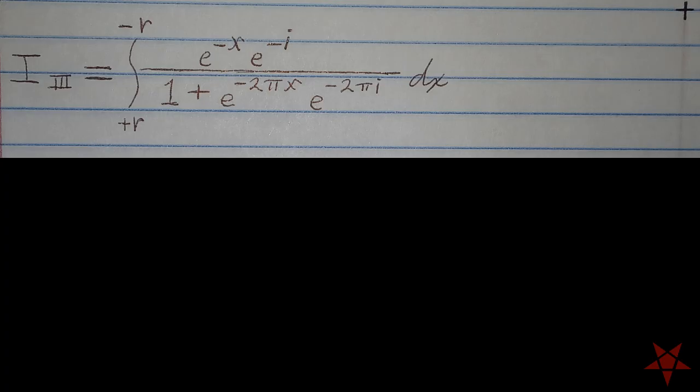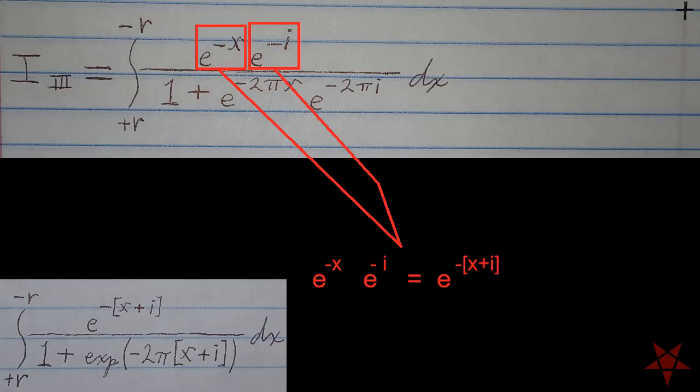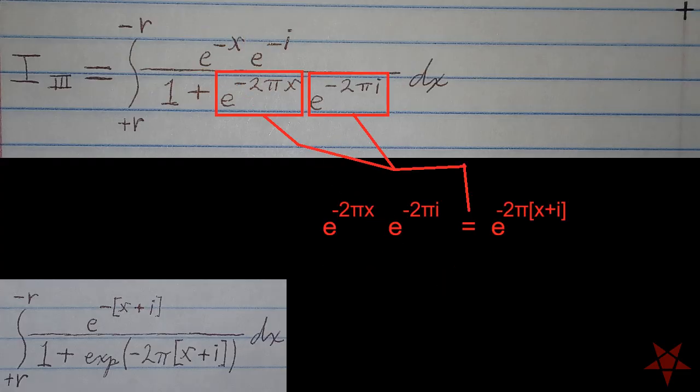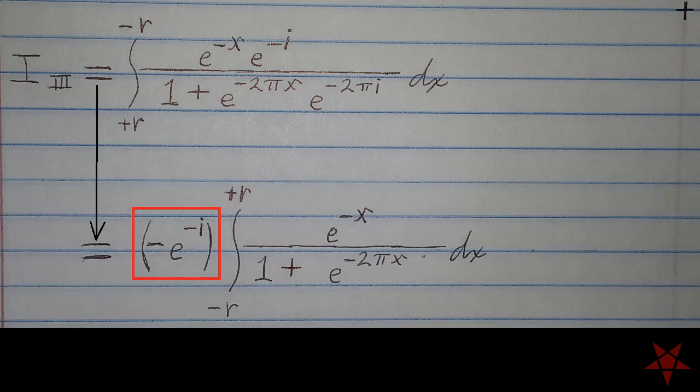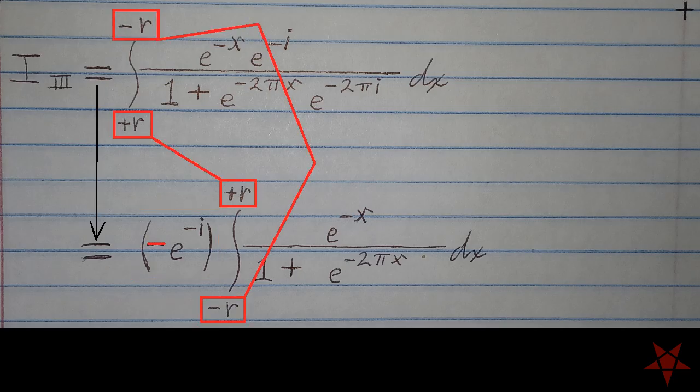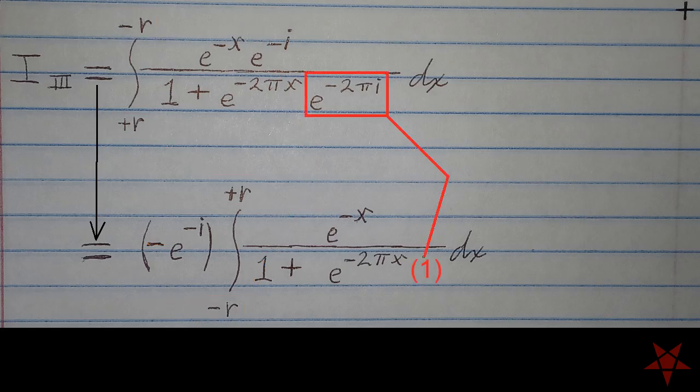Our next move is to separate the exponents in the numerator of the integrand. Similarly, the right-hand term in the denominator can be broken into negative 2 pi x and negative 2 pi i components. e to the negative i may be pulled outside of the integral, and we are free to extract a minus sign along with it, provided that we reverse the bounds of integration. In the denominator, we take note that e to the power of negative 2 pi i is equal to positive 1, and for our purposes, disappears.